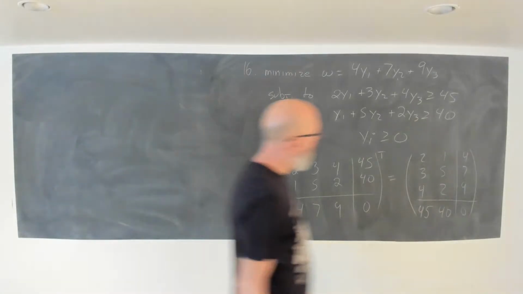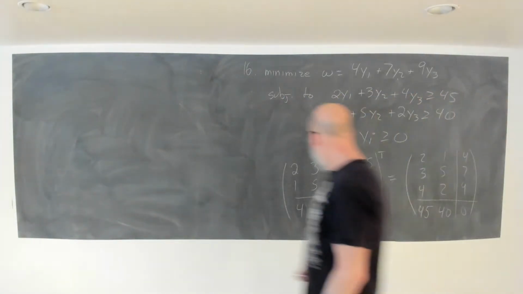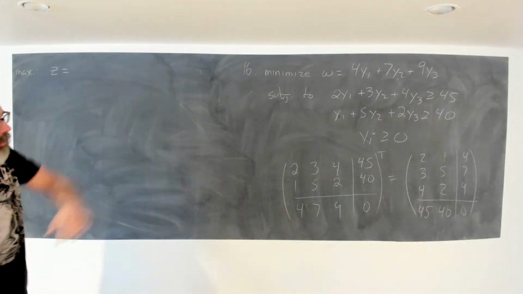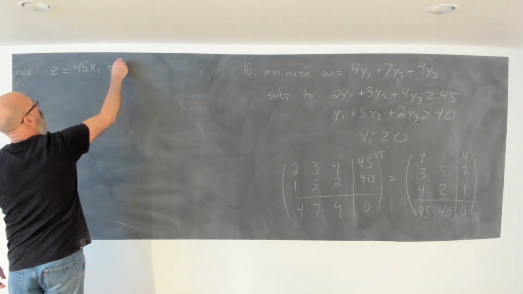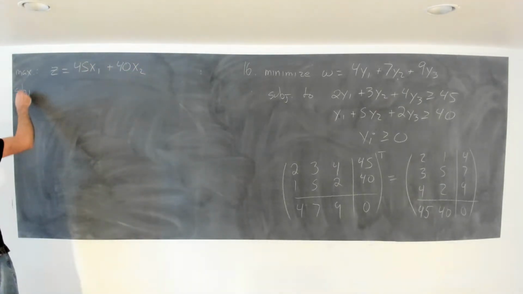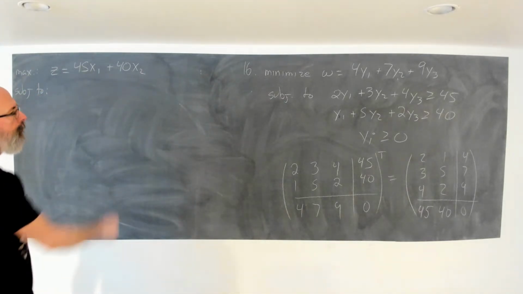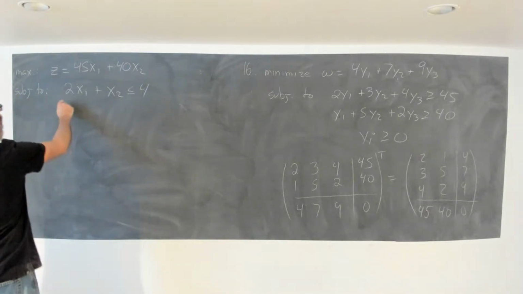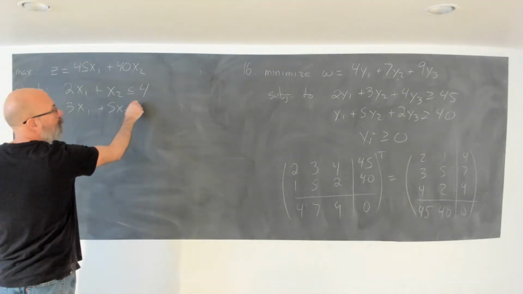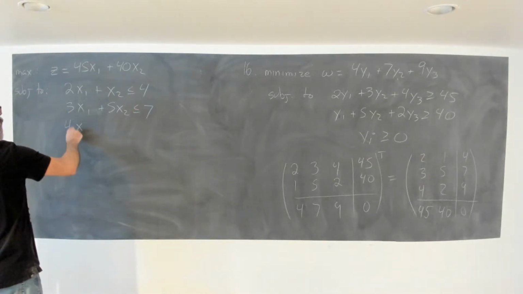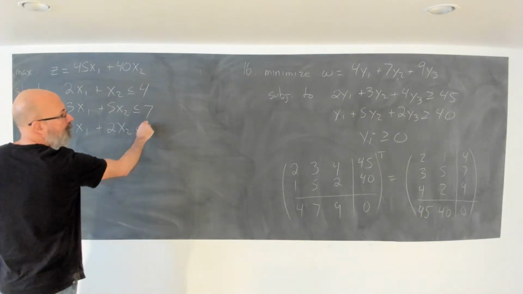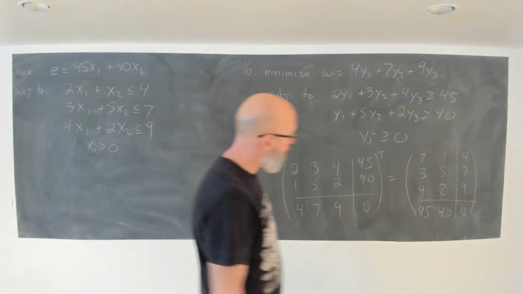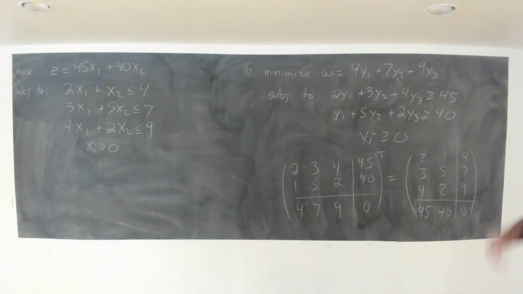Let's rewrite the dual problem. In the dual problem, we wish to maximize z equals 45x1 plus 40x2, subject to x1 plus x2 less than or equal to 4, 3x1 plus 5x2 less than or equal to 7, and 4x1 plus 2x2 less than or equal to 9, where the xi's are bigger than 0. Right, this is the dual problem.